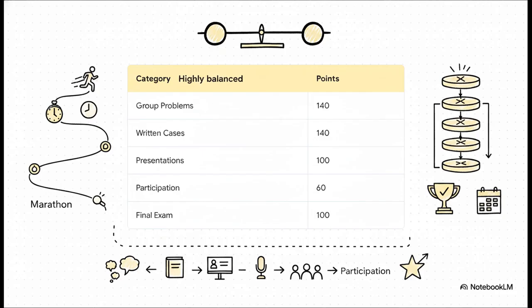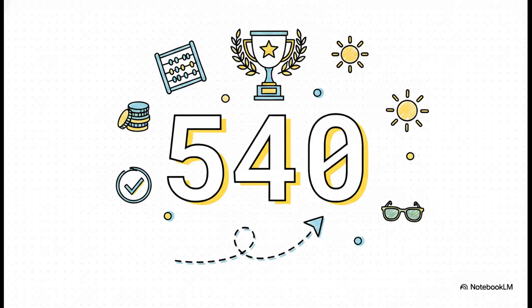As you can see, this course is highly balanced. It's absolutely a marathon, not a sprint, and every single category carries steady weight all semester long. Which brings us to the magic number, 540. There are exactly 540 total points available in this course. That is the ultimate goal line you are working towards throughout the summer semester. Write that 540 on a sticky note and put it on your monitor.